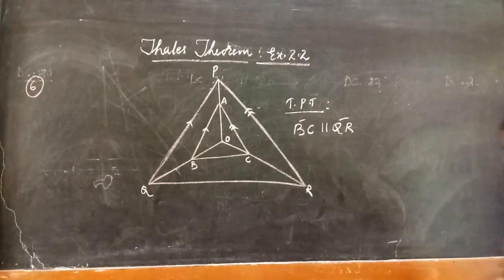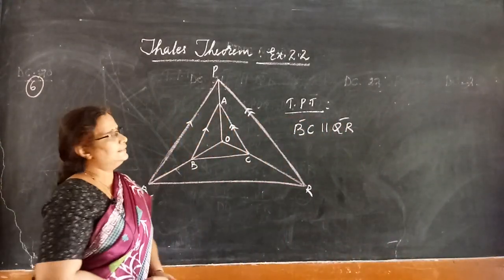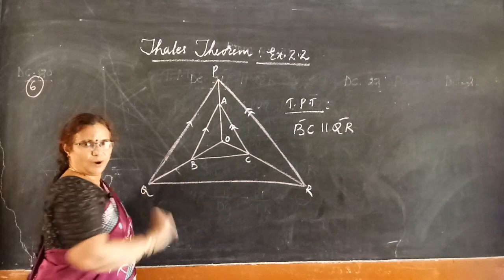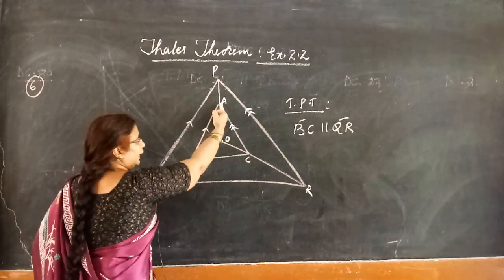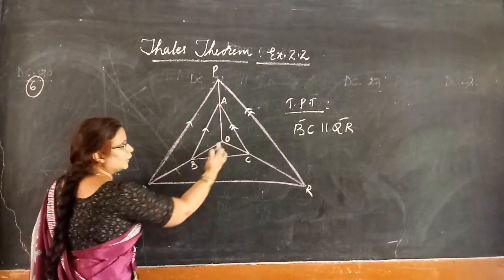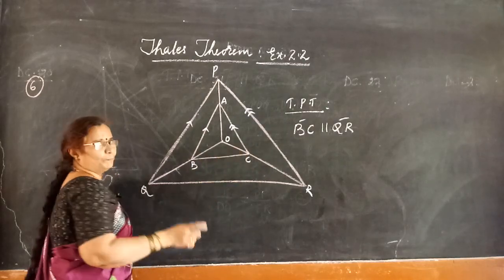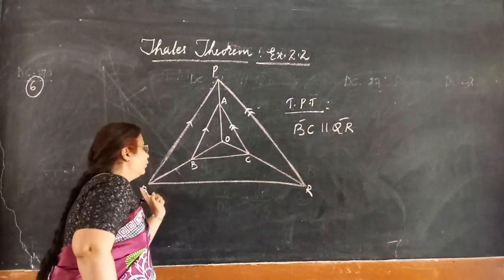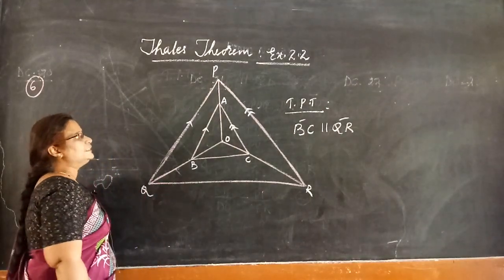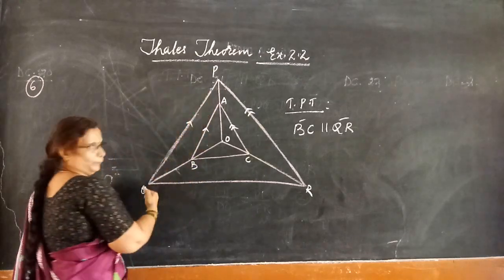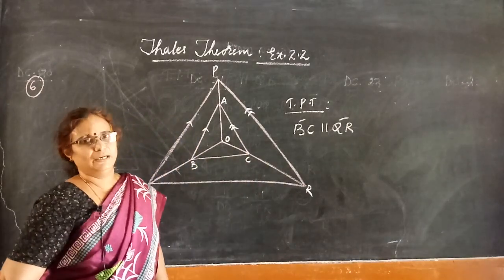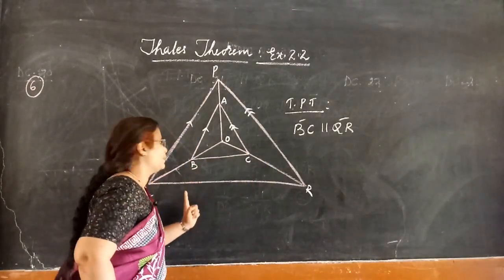Here there is a sixth problem, children, which is of the same kind. I'll just explain and you have to try to solve it by yourself. Here is a triangle PQR in the figure. A, B, C are the points which lie on PO, OQ and OR. They are joined in such a way that AB is parallel to PQ and AC is parallel to PR. This is given in the figure, but we have to prove that BC is parallel to QR.